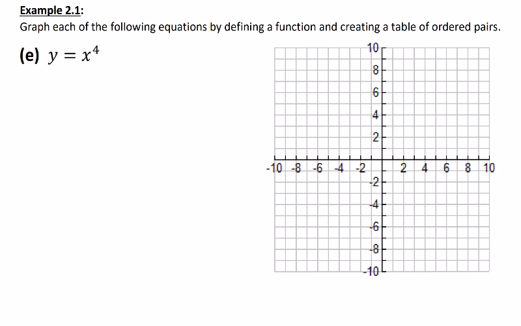In example 2.1 part E, we're looking at the equation y equals x to the 4. Very similar to what we had with x cubed as well as x squared, but it will be more similar to x squared than it is to x cubed. That's because this is an even power, just like what we had with the squaring function. This has a name. It is called the quartic function.